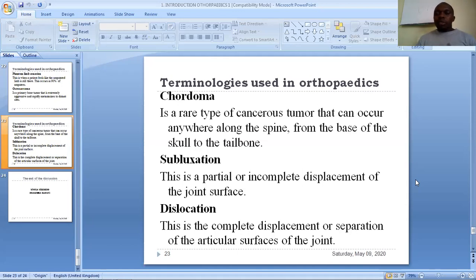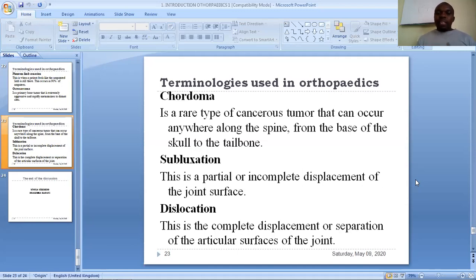Now let's look at this terminology, subluxation, which has almost the same meaning as dislocation. I know most medical people, as they diagnose their patients, sometimes diagnose a subluxation to be a dislocation or vice versa. So subluxation is a partial or incomplete displacement of the joint surface. Remember, at some point we talked about complete displacement of the joint surface. Now we're talking about incomplete displacement of the joint surface. Please get that difference as well.